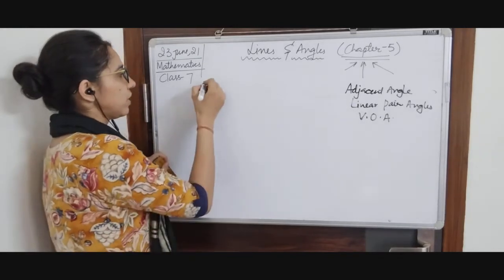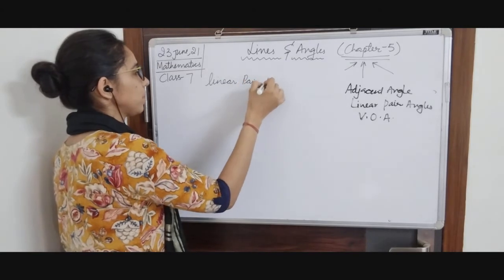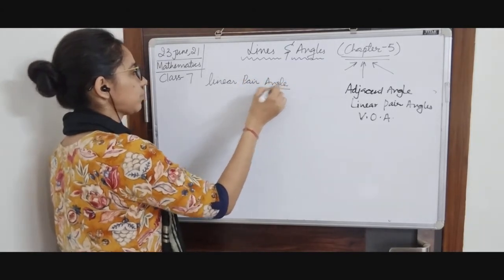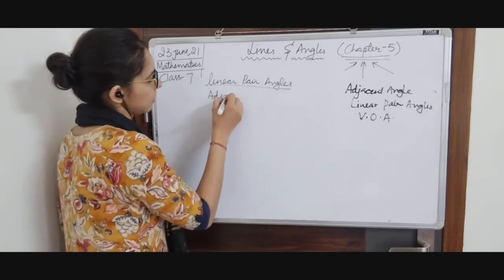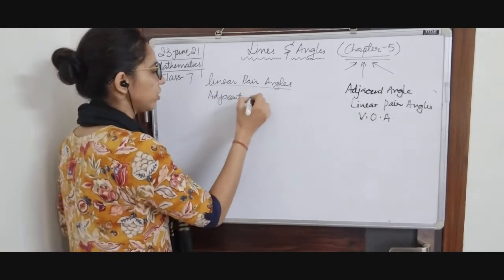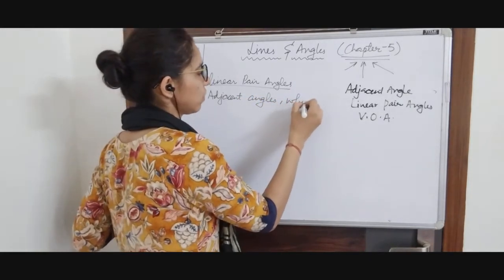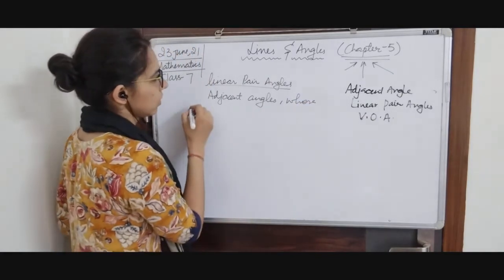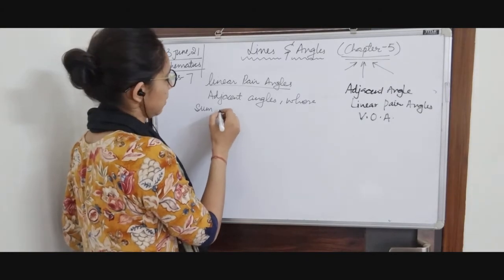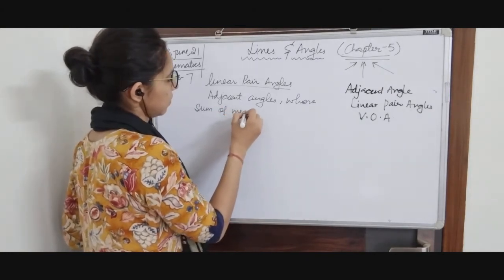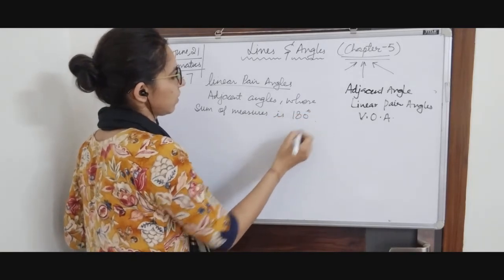Next is linear pair angles. Linear pair angles means adjacent angles. The first condition is they should be adjacent, and they are adjacent angles whose sum of measures is 180 degrees.